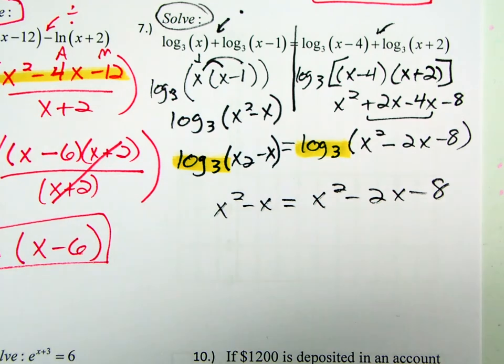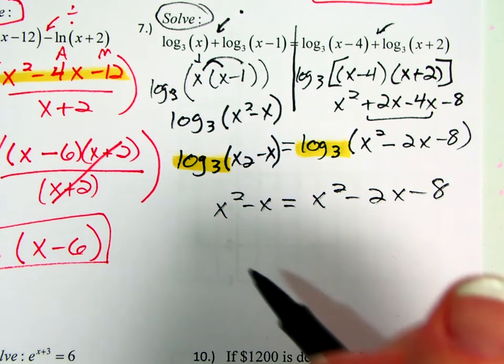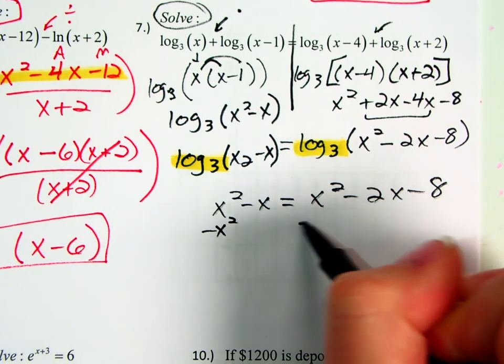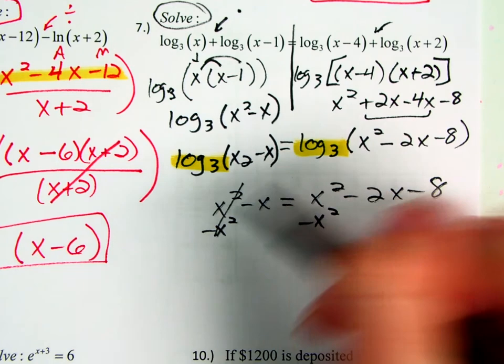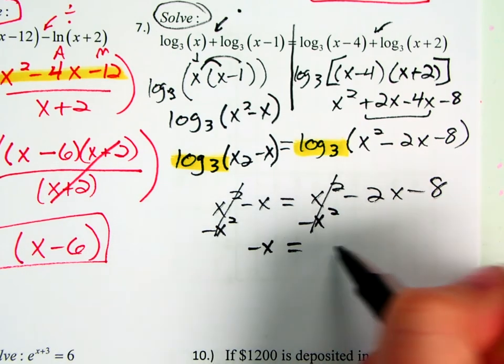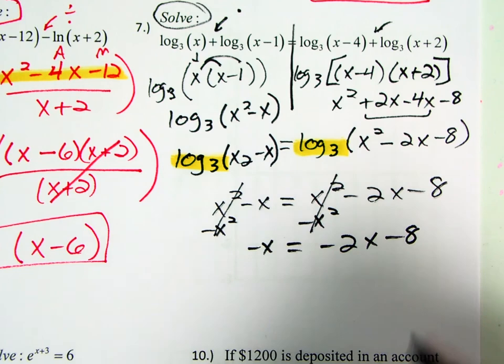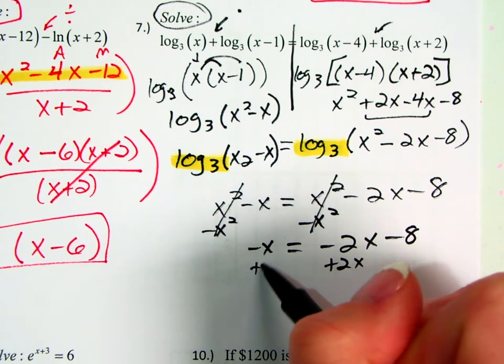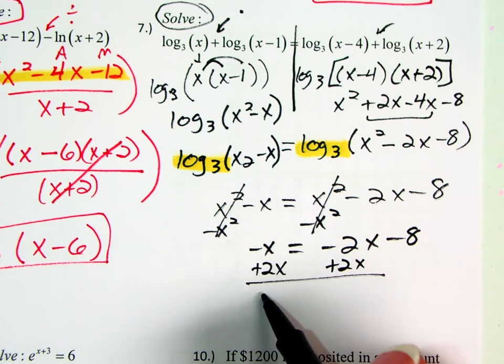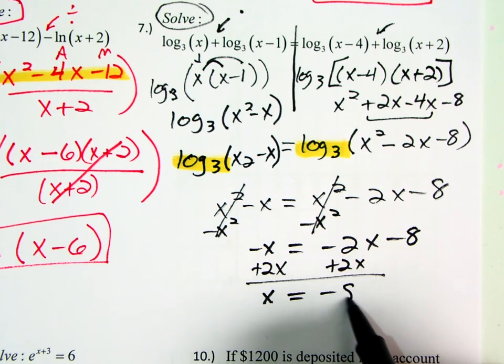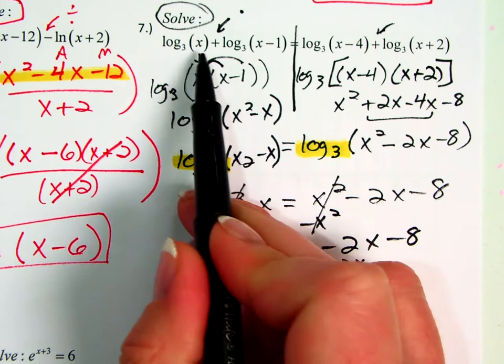Now we need to go ahead and solve this. In order to solve this, we should probably get all of our x's together. So I'm going to move my x squared first by subtracting, and the x squareds actually end up canceling, leaving me with negative x equals negative 2x minus 8. So now I only have x terms. I don't have any x squareds, which means I don't have to worry about factoring. So I can go ahead and get my x's together by adding 2x. So we end up with x equals negative 8. Now again, we should check this to see if it works.